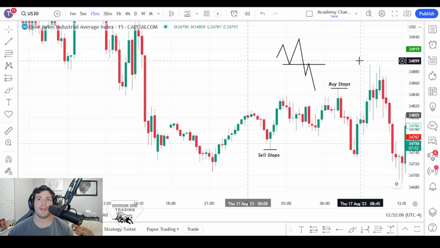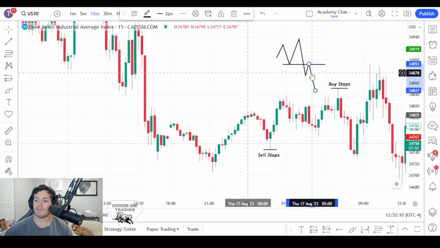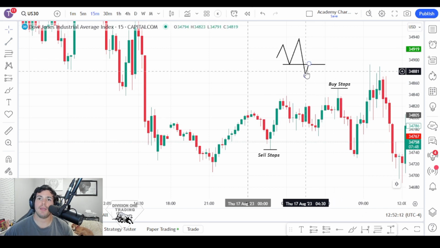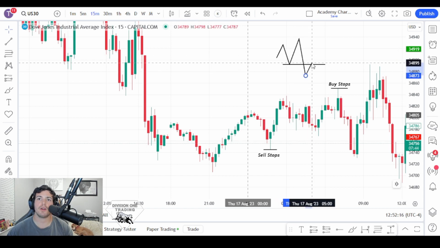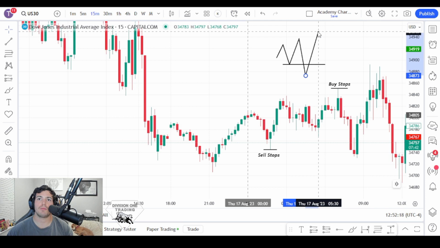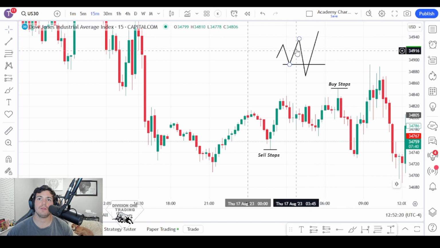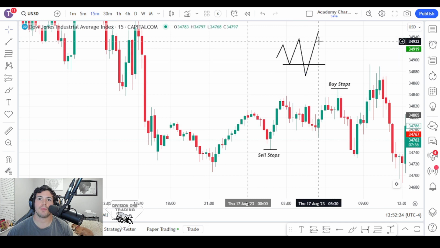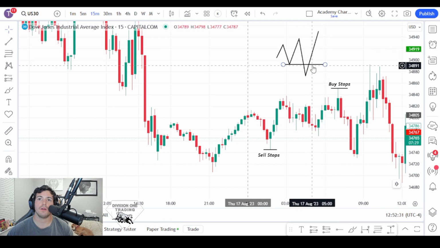Now, a Reaper pattern first starts off with a broken breaker. So we're expecting it to be a bearish breaker here. It should break it. So now we don't just have a possible breaker, we have a failed breaker. Now that we have that failed breaker, we can begin looking for our Reaper pattern.